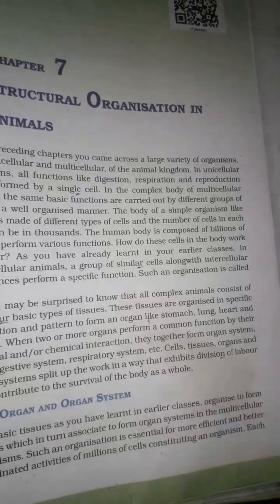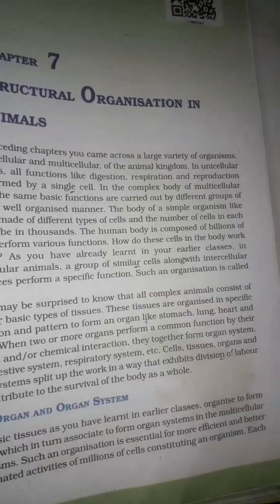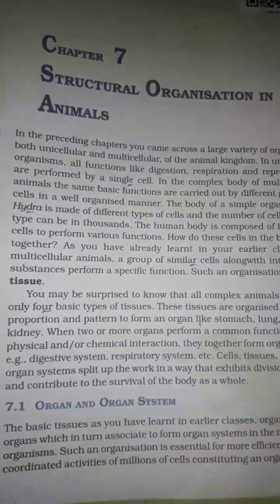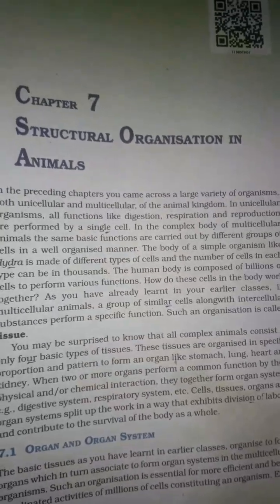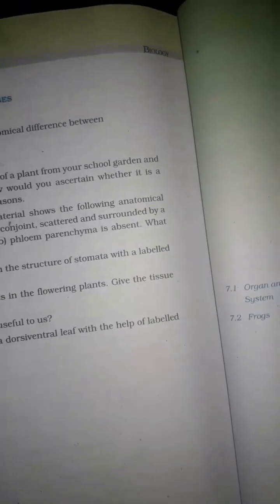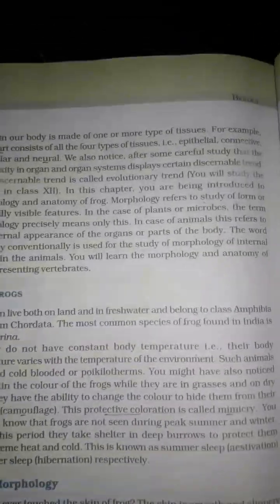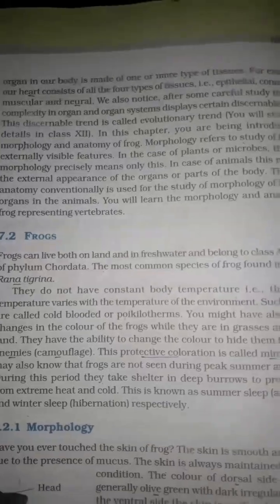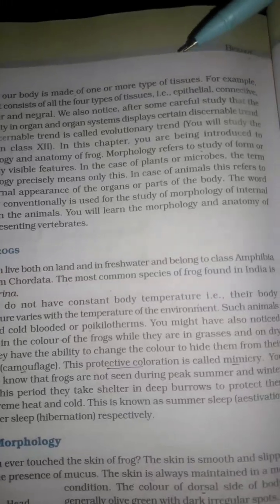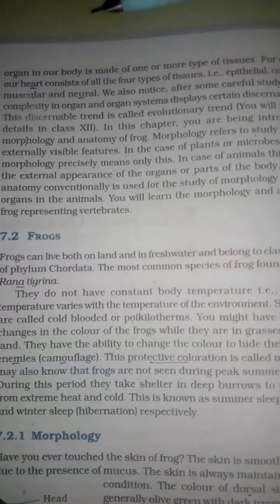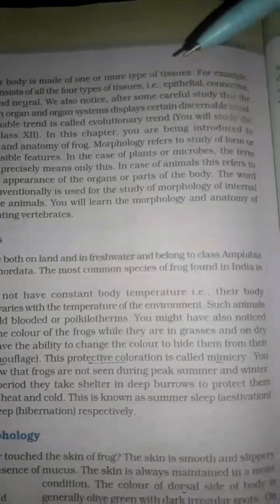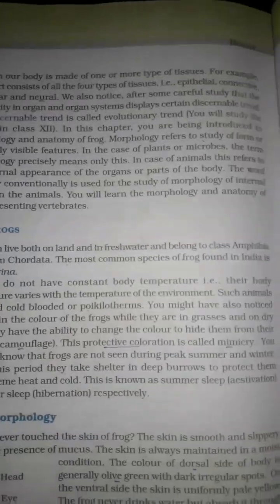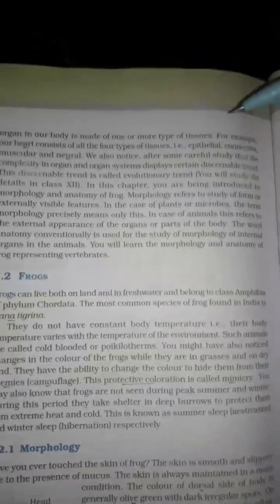They exhibit the division of labor and contribute to survival. They show the division of labor, meaning the partitions. In the body there are one or more types of tissues. For example, our heart consists of all the four types of tissues: the epithelial tissue, connective tissues, muscular tissue, and neural tissue. Our heart consists of all the four types of tissues.